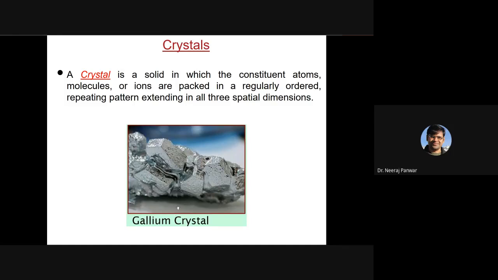For example, in this picture, this is a single crystal of gallium. To the naked eye, it looks as if it were a continuous solid. But when we view this single crystal through some experimental technique like a transmission electron microscope, then we see that in this single crystal, gallium atoms are arranged in a periodic fashion.